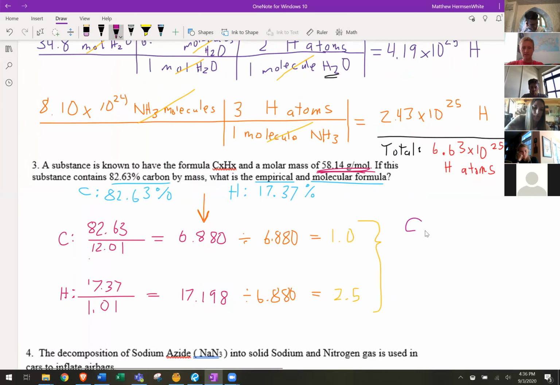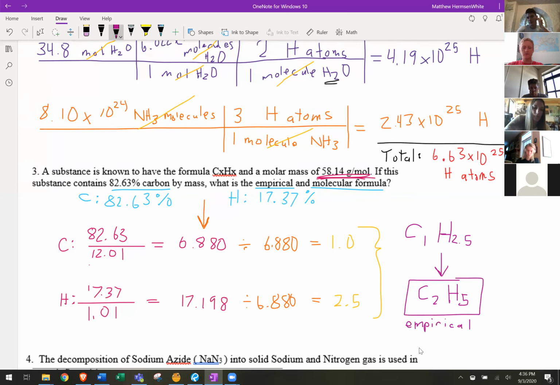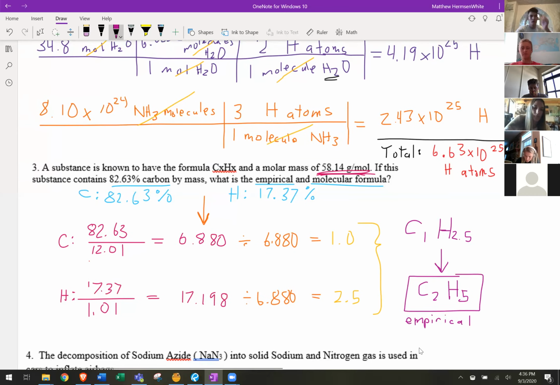So this would be C1H2.5. Now, again, we can never have a half of an atom. That doesn't exist. So we're going to double everything here. So this becomes C2H5. And this here would be your empirical formula. So that is the empirical formula. And just to refresh your memory, the empirical is like the simple version of the formula.